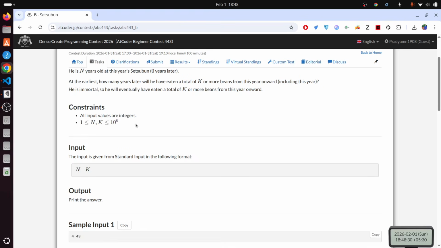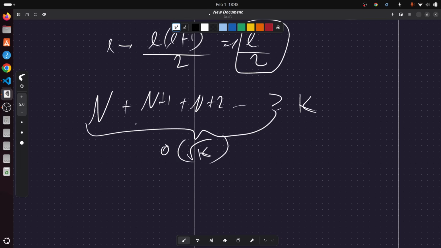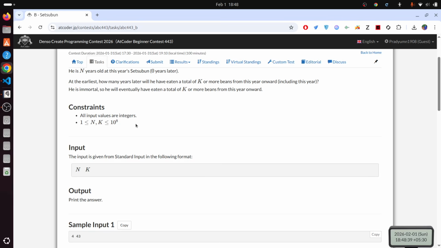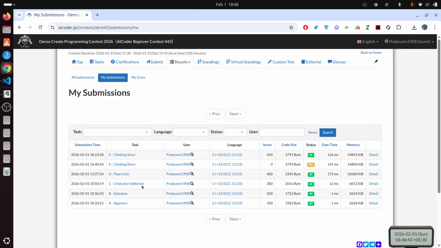Okay, so this is your solution for B. I'll show the brute force code, like I just wrote the brute force code. Both of them are pretty simple, you can think of it by yourself.